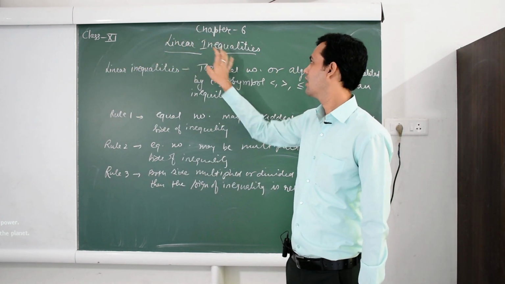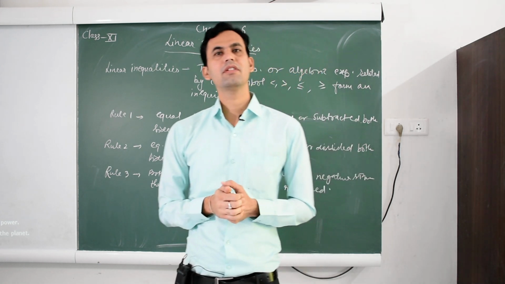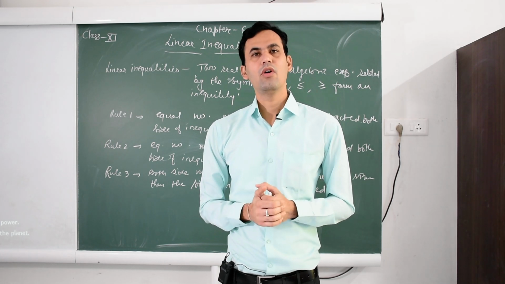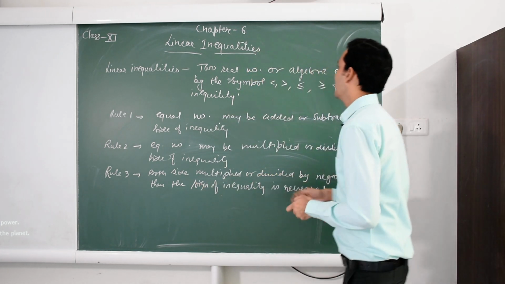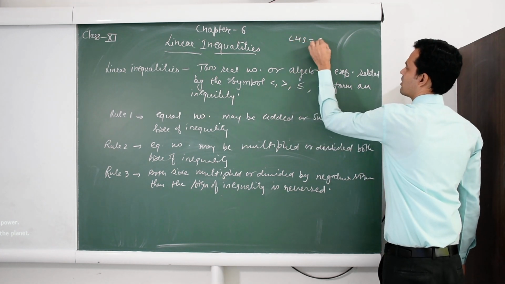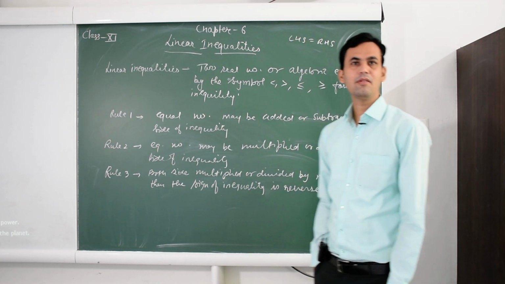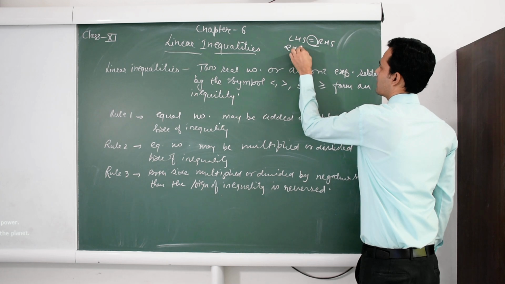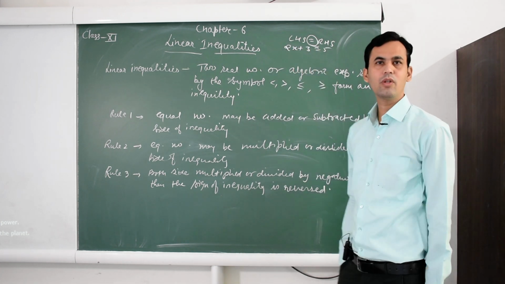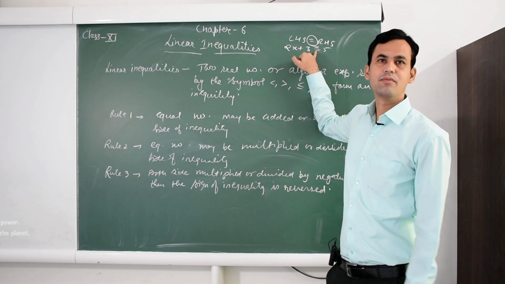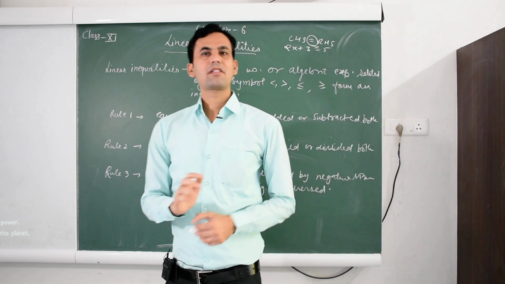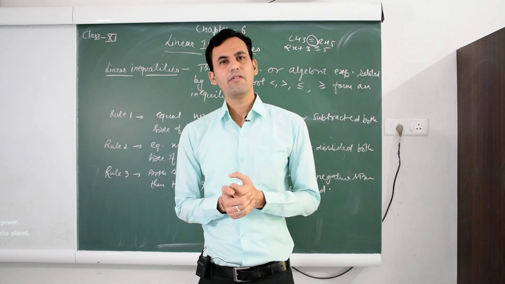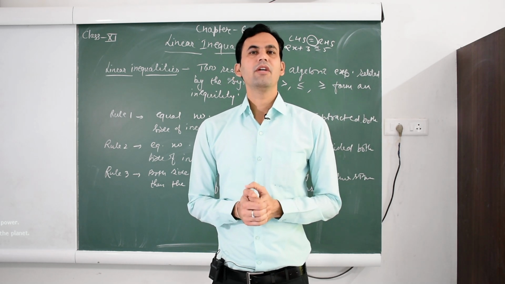Chapter number 6, linear inequalities. So what is linear inequalities? First, we know that in class 9th and 10th we studied equalities, or equations. An equation means we have LHS and RHS, and both sides are equal. Like 2x plus 3 equals 5, this is an equation, because we have an equal sign. But in this chapter we will discuss inequalities, and linear inequalities means having the power of the variable as 1.